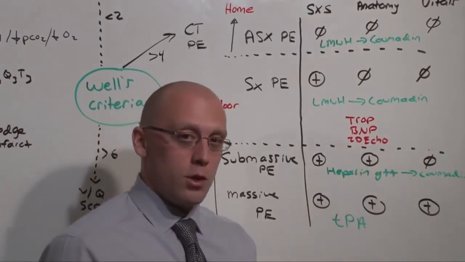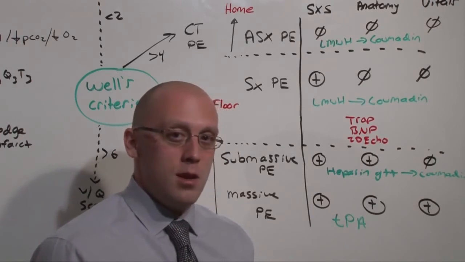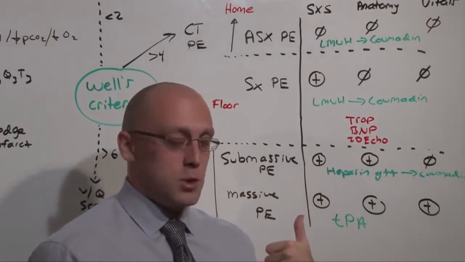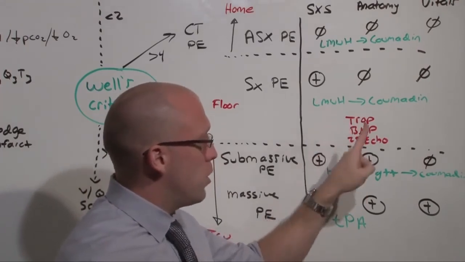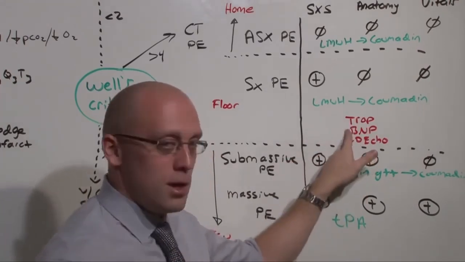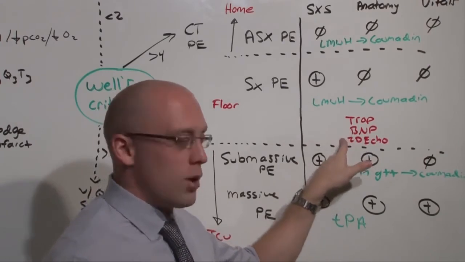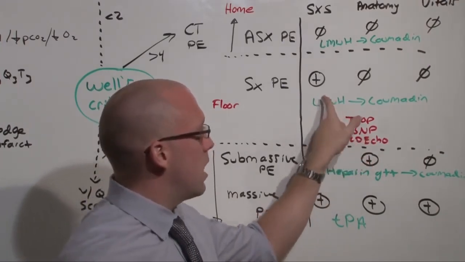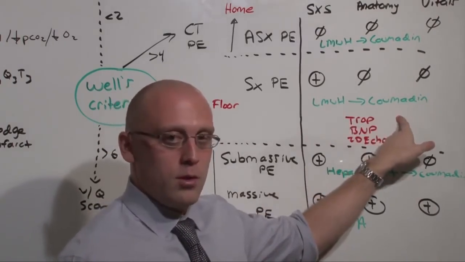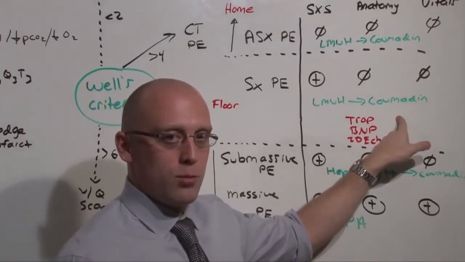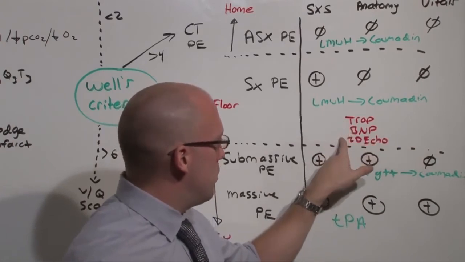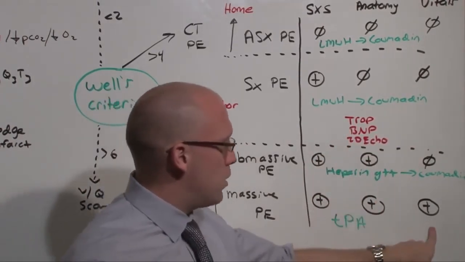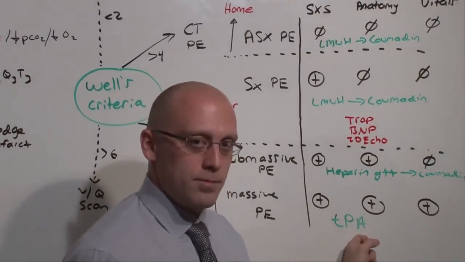So when you're on the floor and you say, hey, I've diagnosed a PE, and you call the unit to say, I need to step this person up, they should have an elevated troponin or an elevated BNP or dilation of the right ventricle or right atrium on 2D echo. If they don't have any of these things, they can stay on the floor and get low molecular weight heparin to Coumadin bridge. If they have any of these positive, they go to the unit for closer monitoring. And if at any time they get hypotensive, TPA.